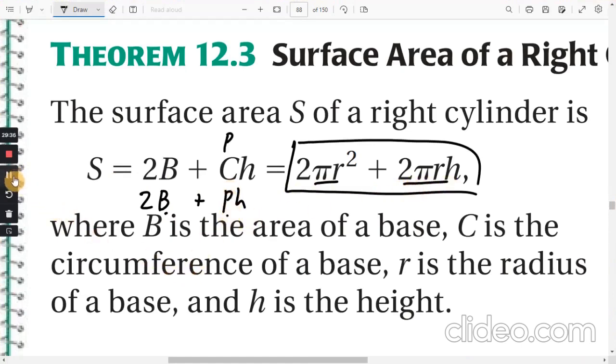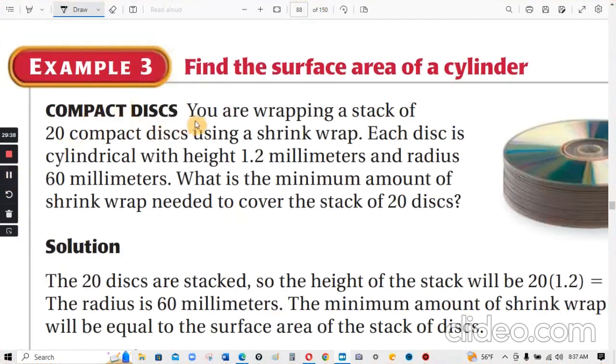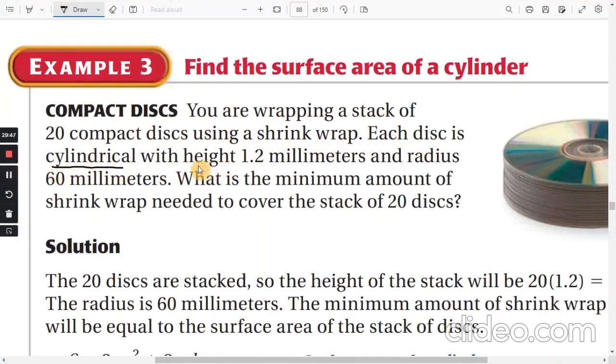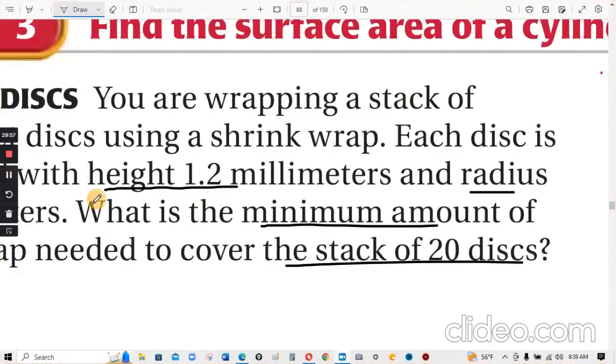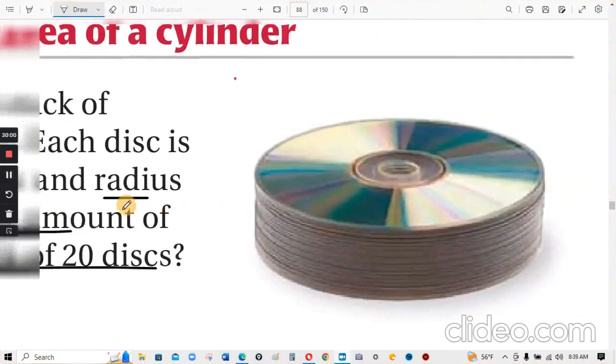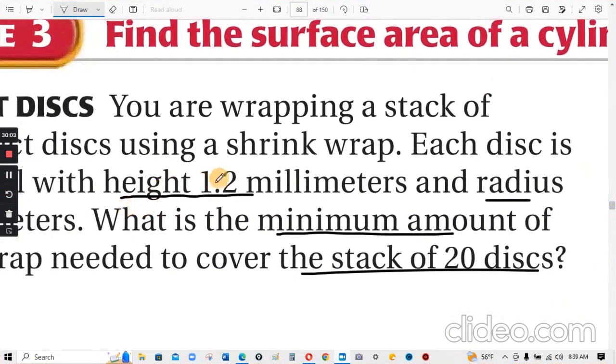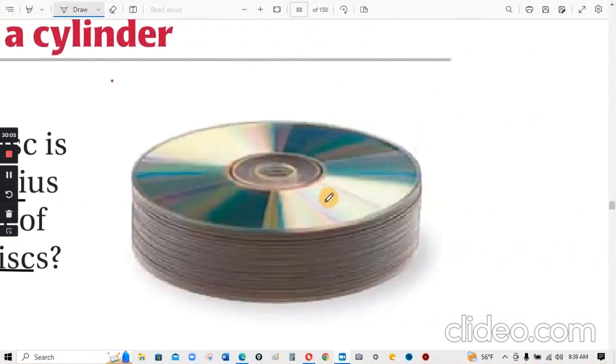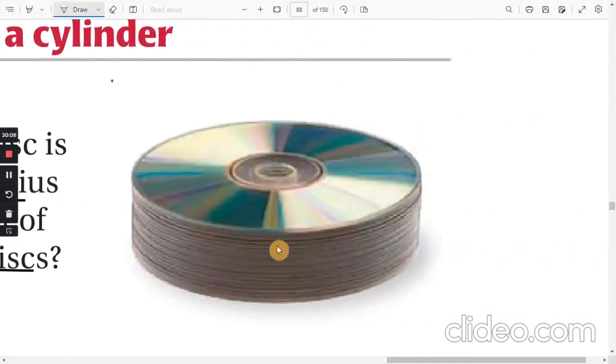Same thing. Okay, example 3, you're wrapping a stack of 20 compact discs using shrink wrap. Each disc is cylindrical. It's basically a cylinder with a height of 1.2 and a radius of 60. What is the minimum amount of shrink wrap needed to cover the stack of 20 discs? All right, so they didn't give us a diagram, they just gave us a picture, but I'm going to draw on it anyway. The height is 1.2 millimeters. So if I were to draw the height from top to bottom, that's my height, and I'll just label it as 1.2.